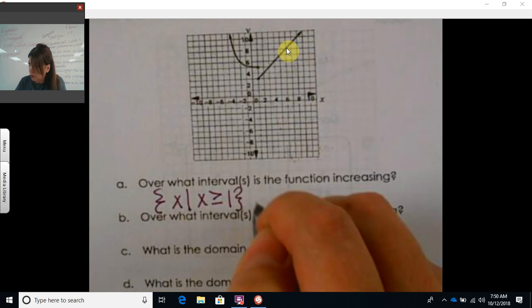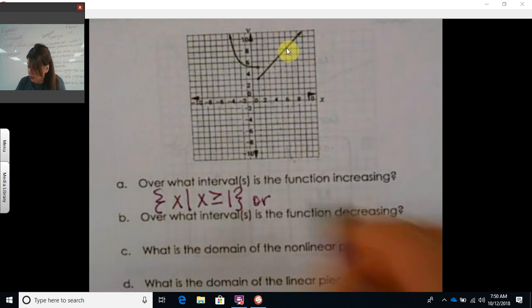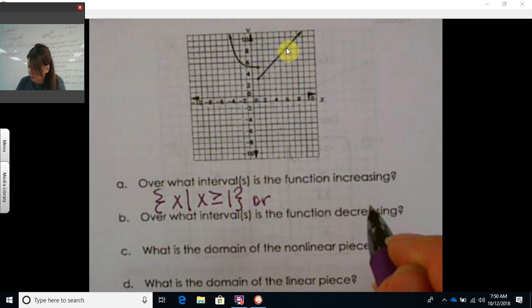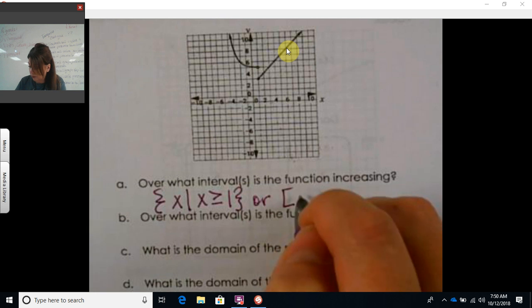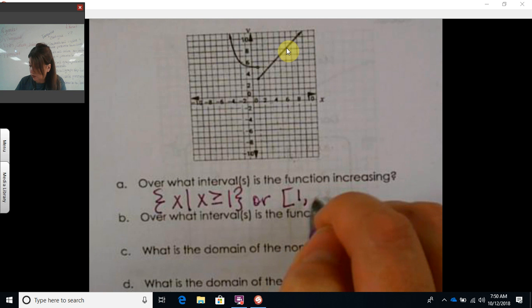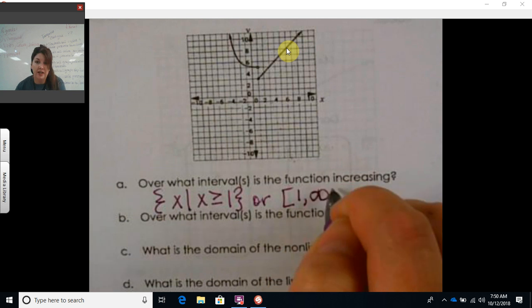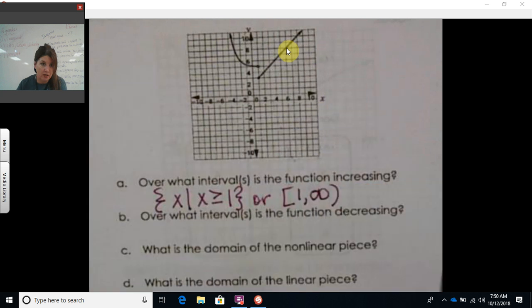And how would we say that in interval notation? Bracket 1 to positive infinity. Yes, exactly. Bracket 1 to positive infinity. I don't care which way you write it. I just care that you know what they both mean.